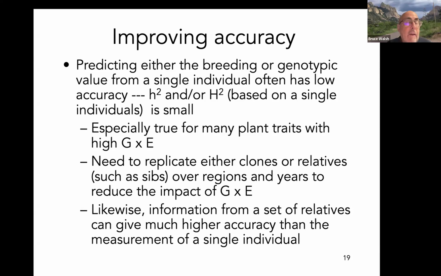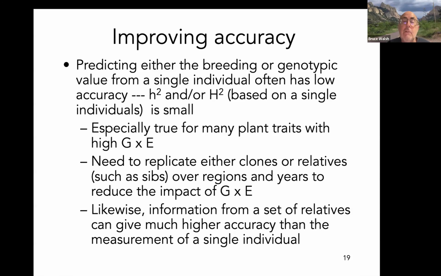Well, one way to improve accuracy, instead of choosing the best individual, is to replicate. So if I have high G by E, instead of picking a single plant based upon the fact it's the best performer, what I might do is look at the mean of all its relatives over the entire population and then pick individuals whose siblings have the highest mean performance.